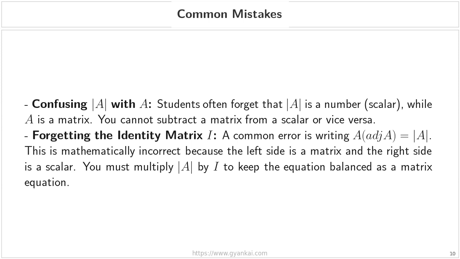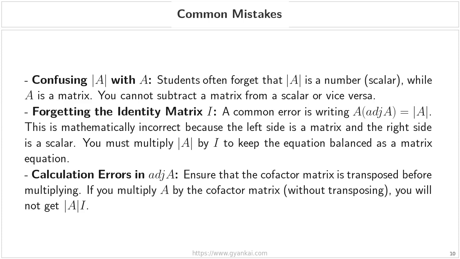Second, a very frequent mistake is forgetting to include the identity matrix, I, in your final equation. You might be tempted to write that A multiplied by the adjoint of A equals the determinant of A. However, as we saw in our step-by-step example, the left side of the equation is a matrix, so the right side must also be a matrix. To keep the equation mathematically balanced, you must multiply the determinant of A by the identity matrix. This ensures that both sides of your equation are matrices of the same order.